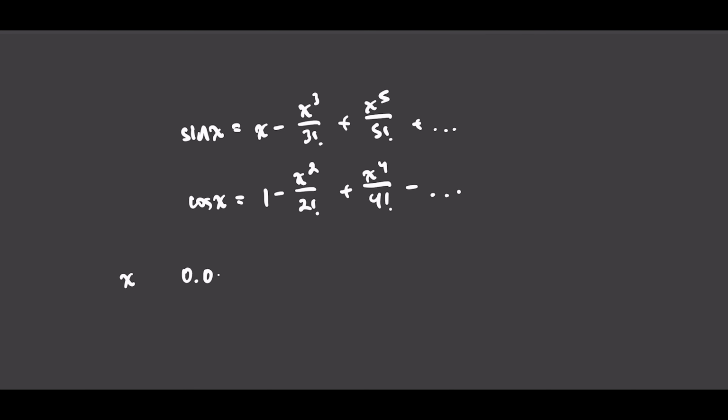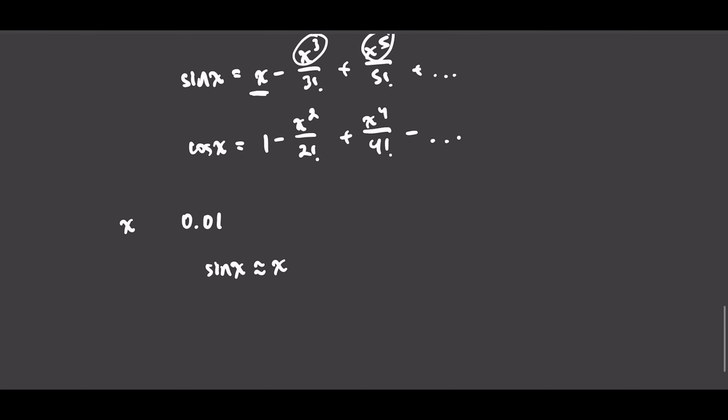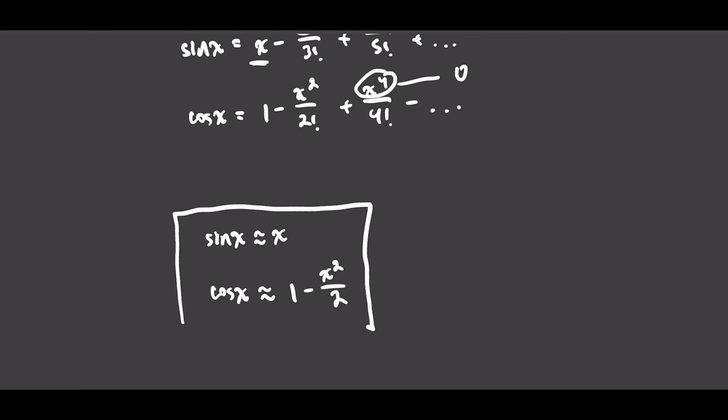If x is a sufficiently small angle, say 0.01, then higher powers of x, such as x cubed and x fifth, will become negligible, close to 0, and therefore we can set sine x to be approximately x. For cosine, when x is sufficiently small, then x to the power 4 and higher powers of x will become negligible as well, and thus cosine x can be approximated as 1 minus x squared over 2. This approximation is useful in calculation problems.